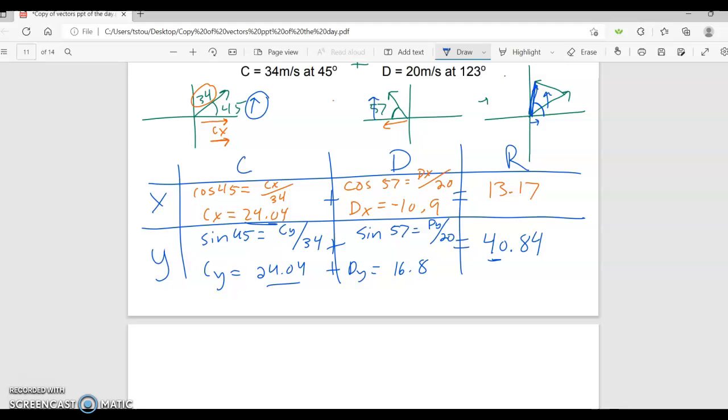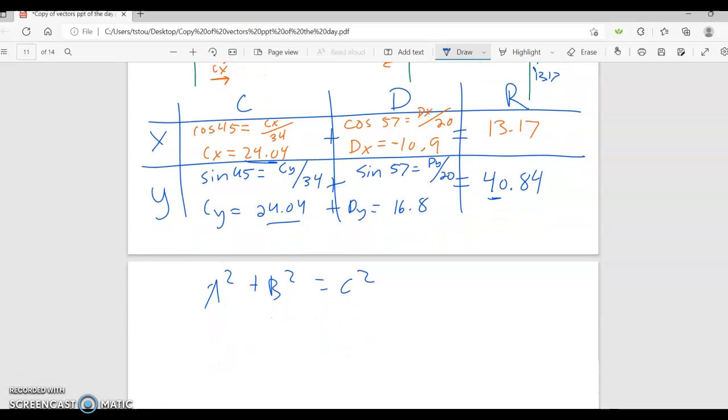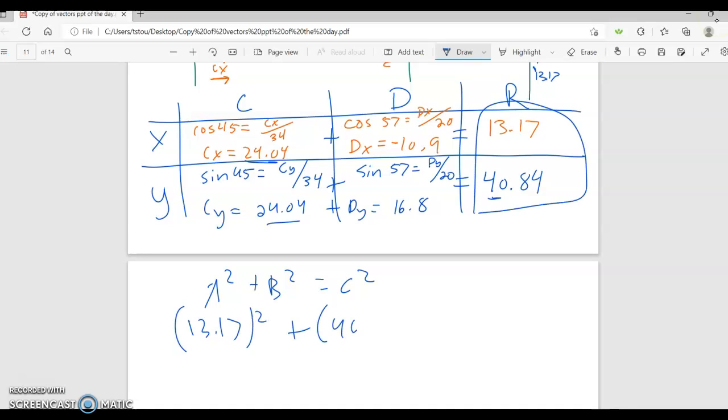Now I've got my over, this little arrow right here is at 13.17. I've got my up, that's at 40.84 in the blue, and now I can actually find my resultant. That's this deep looking blue stuff. So again, a squared plus b squared equals c squared. My a squared is at 13.17. It's all this resultant stuff. Plus my b, 40.84 squared equals c squared. If I do all the lovely math, I get c to be 42.9.